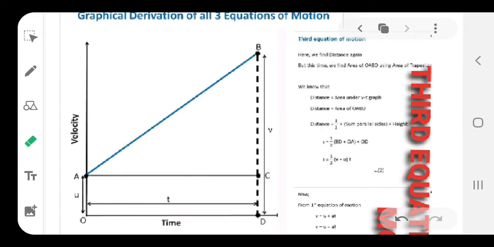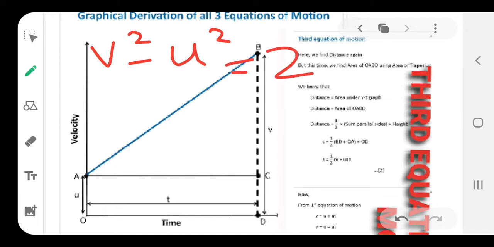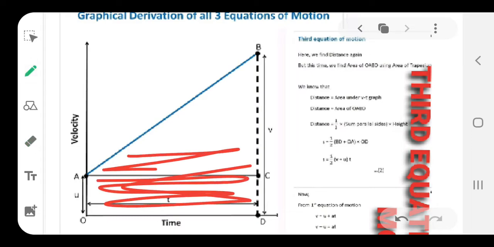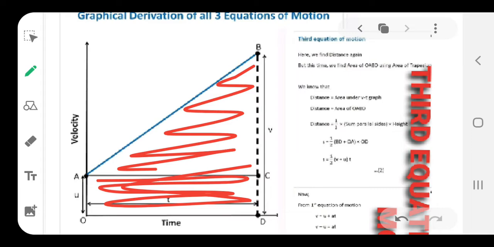You should be knowing it because I have told you in the beginning of the topic. So we are now going to derive the relation v square minus u square equals to 2as. Now again, plan out how to derive it, because if you have understood the first two equations, the third is again very simple. Now you can see here again the whole distance traveled by the body. This is the whole shaded part.